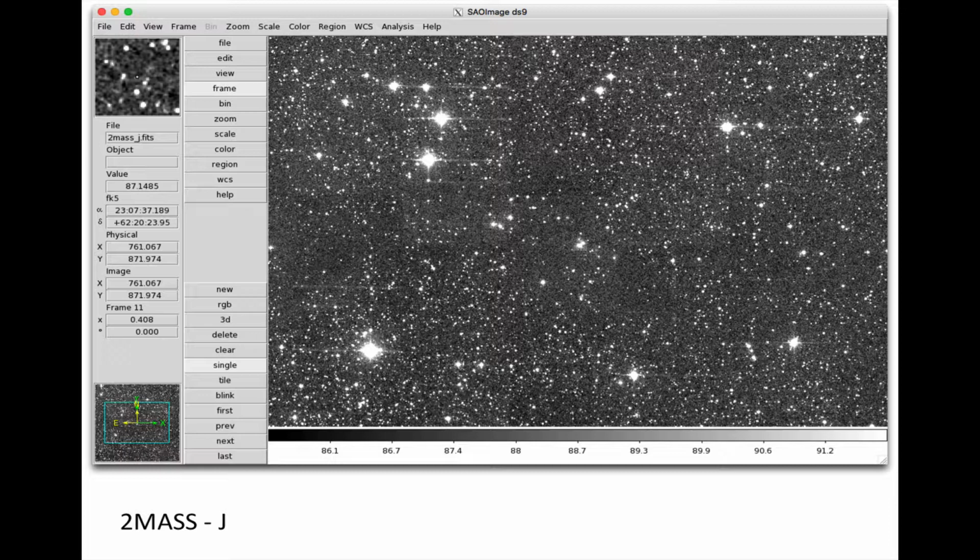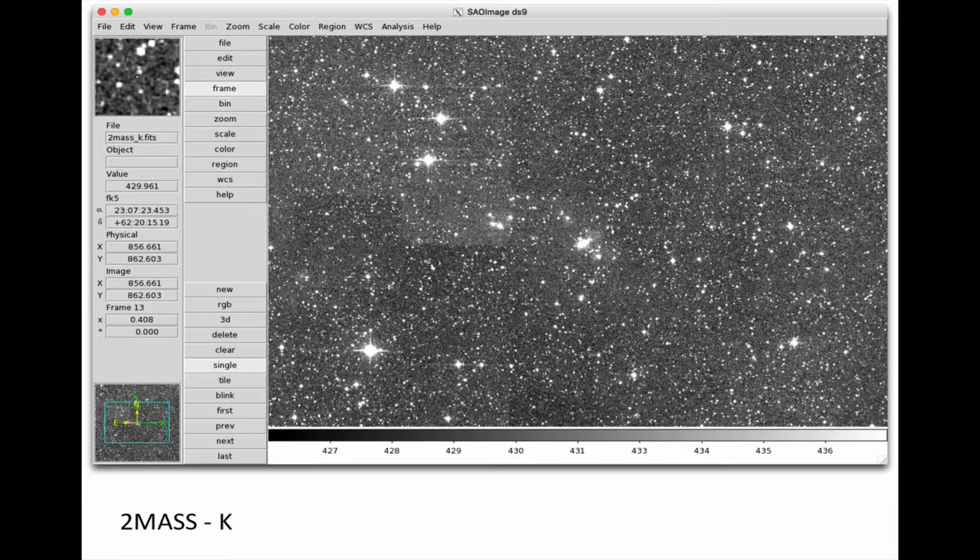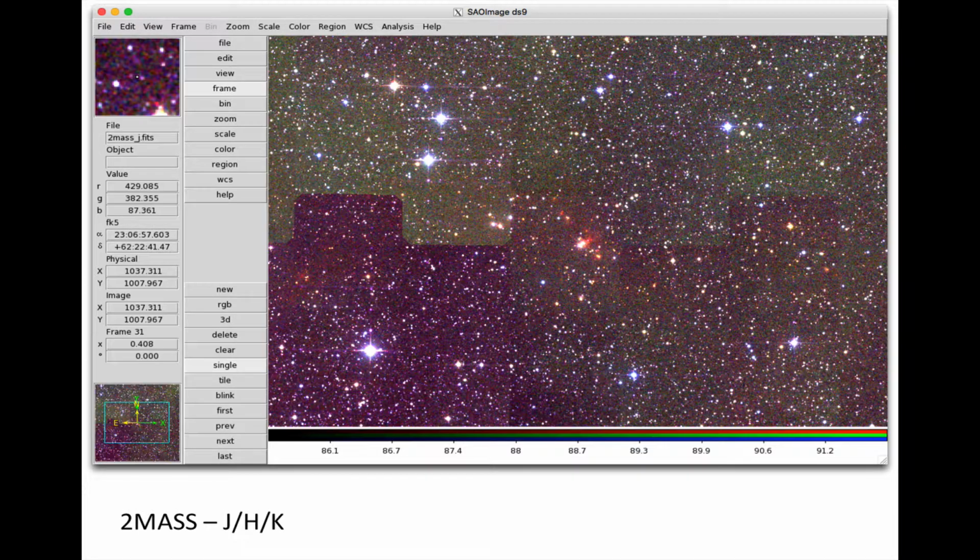Then we have 2MASS J, many stars, and you can also see that it's a mosaic of smaller tiles. You can see sort of the patchwork quilt effect. That's H, where the patchwork is even worse. And then there's K, many stars here. And that's the pretty sad 3-color view, where really what dominates things is the patchwork quilt problem. But you can start to see that the center has really red stars, and all of the point sources out here are blue. That means that those outer bluer stars are brightest in J, and these stars in here that are red are brightest in K.